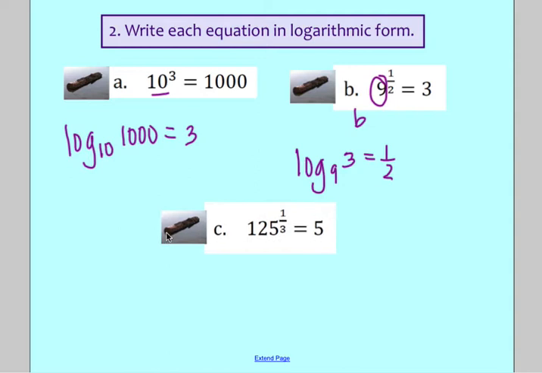And example C, this one will be log, who is my base? Who's got the exponent being taken to it? 125. So log of 125 is the answer, is equal to the exponent. So log base 125 of 5 is equal to 1/3. Okay, so there it is in logarithmic form.